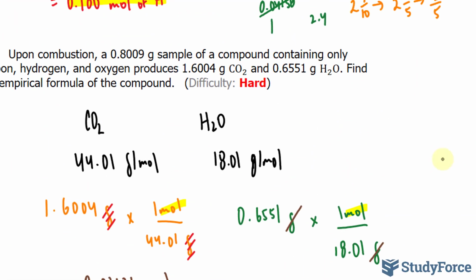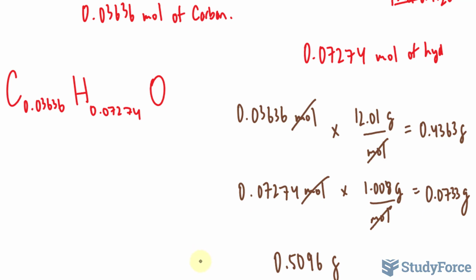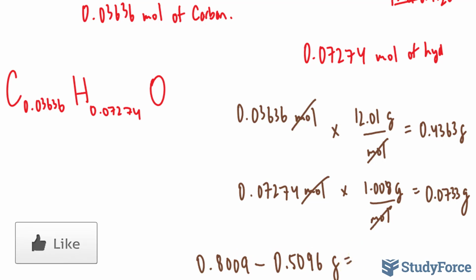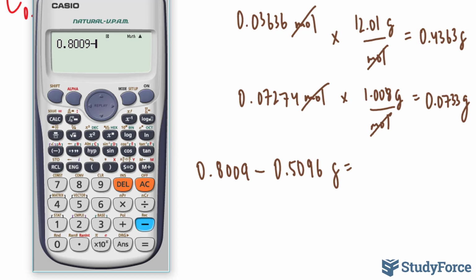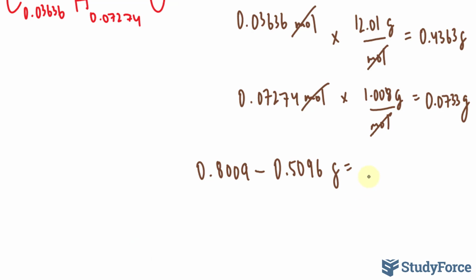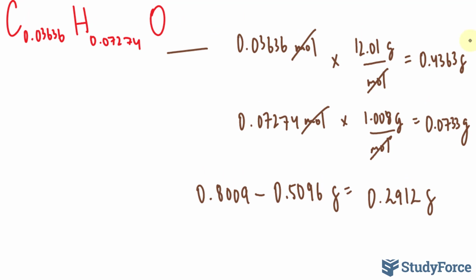This is subtracted from 0.8009. Let's use our calculator. 0.8009 minus what we just found, and we get 0.2912. 0.2912 is the mass in grams of oxygen. Finally, we have to convert this number using the molar mass of oxygen to get the amount of moles, and that will represent the subscript.